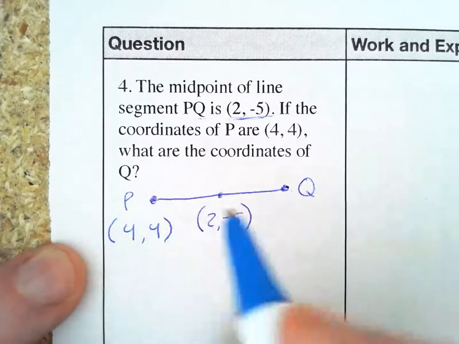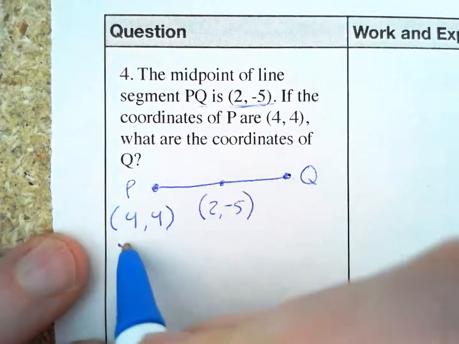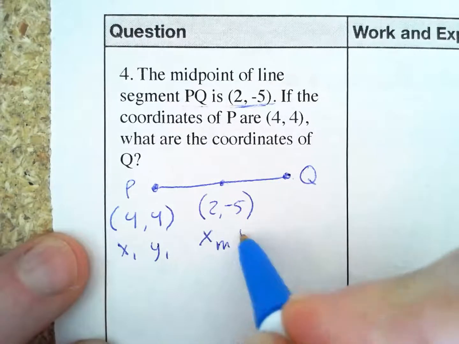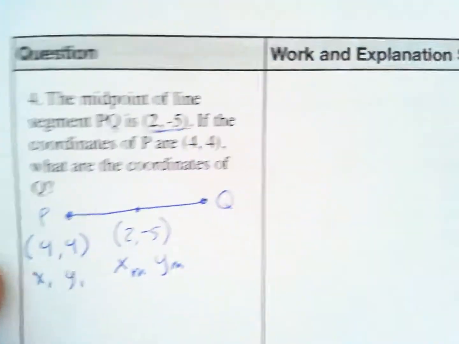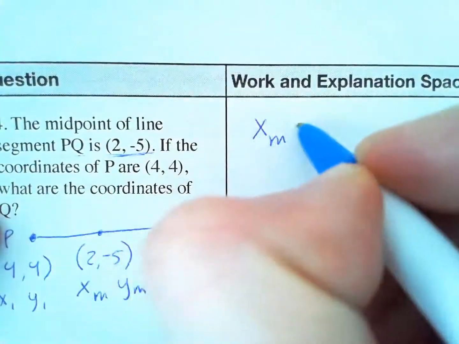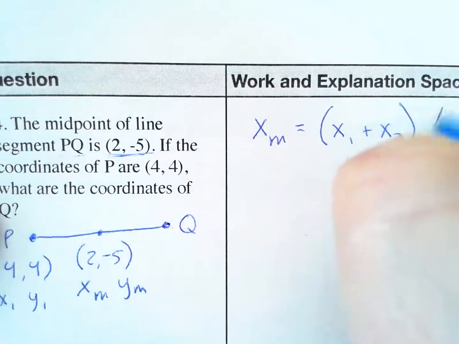So I'm going to first label these as my midpoint and my endpoint. I know that my endpoint is going to get x1, y1. My midpoint is going to be xm, ym. And now I can just write my formula. So we'll start with the x's first. We're going to say xm equals (x1 plus x2) divided by 2.